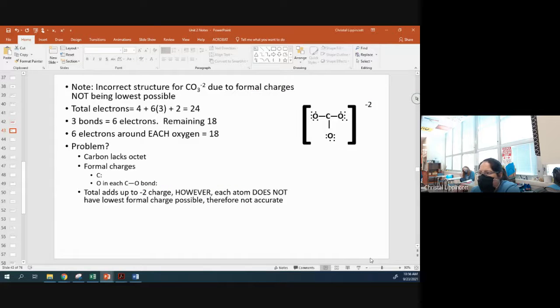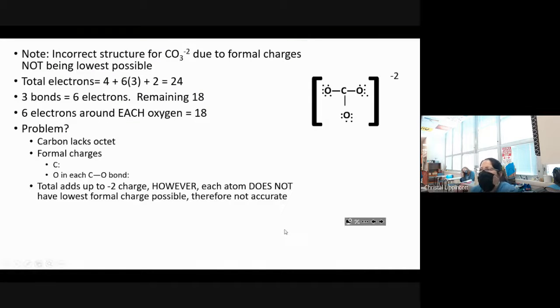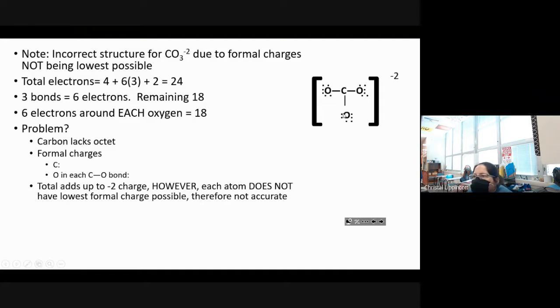All right, so let's go through one here. So we have total electrons here. This is kind of ugly here. It didn't get perfect here.